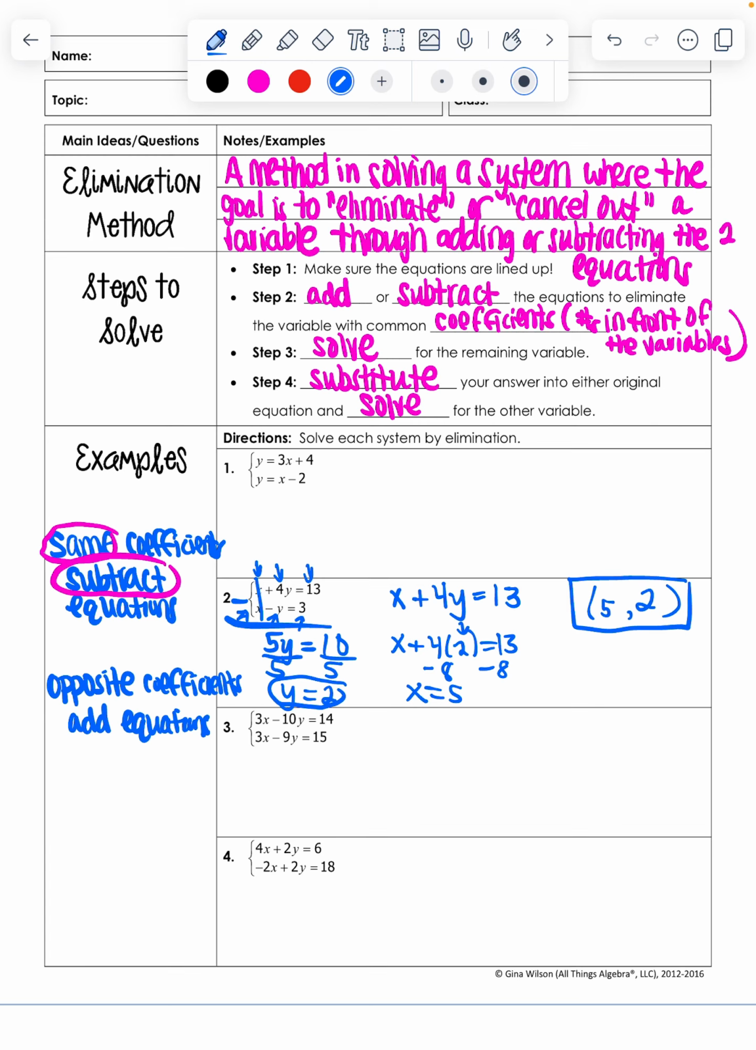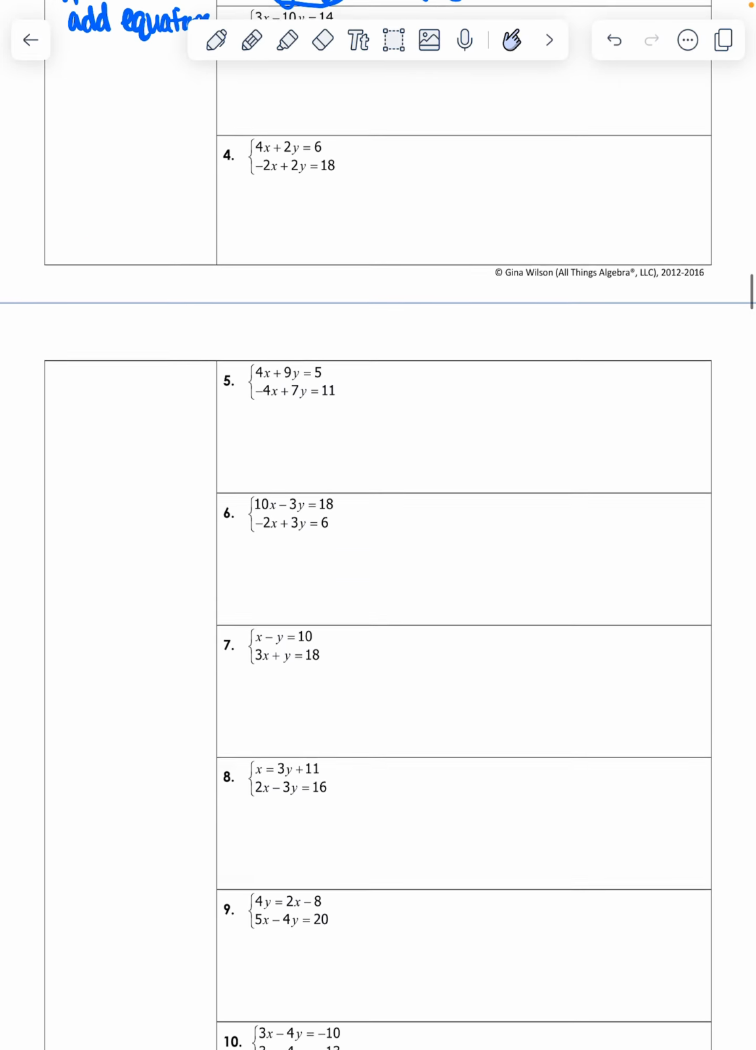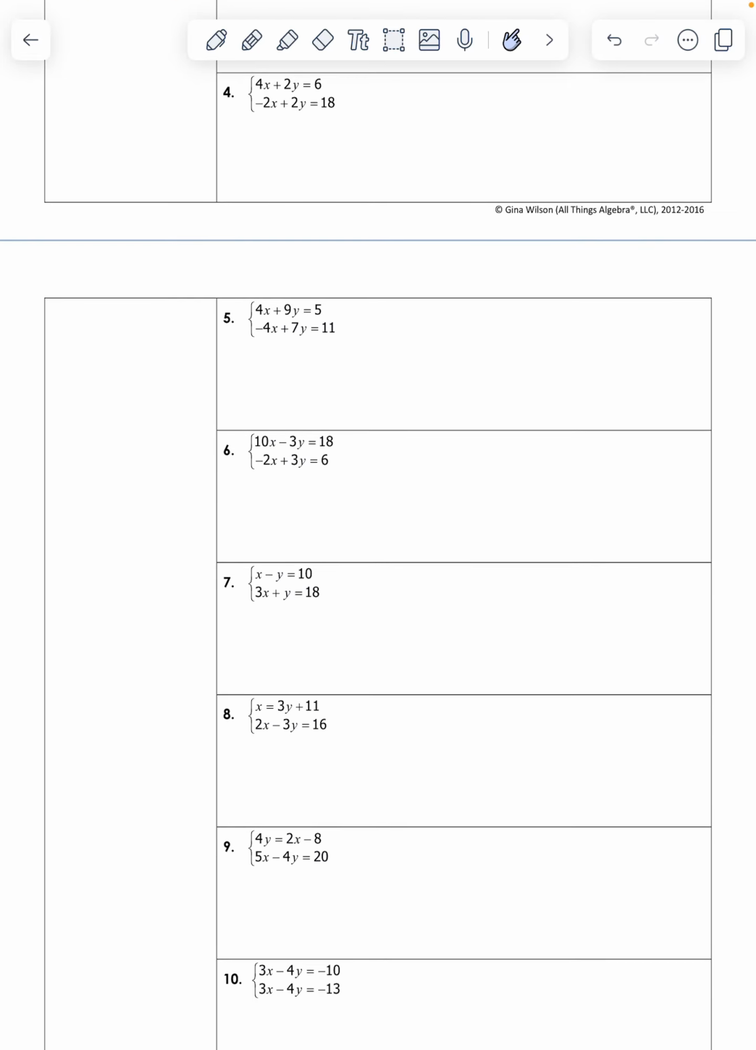So I'm going to skip down, actually on the other page, to number 5, just so that we can see that situation. If I look at number 5, we have 4x plus 9y equals 5, and negative 4x plus 7y equals 11. Now if I'm looking at the coefficients, I'm comparing 4 and negative 4, and 9 and 7. Now 9 and 7, it doesn't matter if you add them or subtract them, they're never going to cancel out because they're just completely different numbers. So that's not our goal here. Our goal is to look for either the same or the opposite numbers. 4 and negative 4 will be able to cancel out, but it won't cancel out if you subtract.